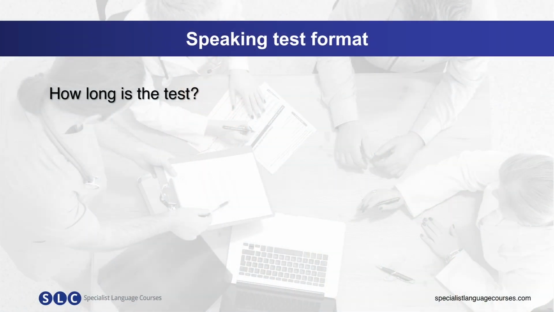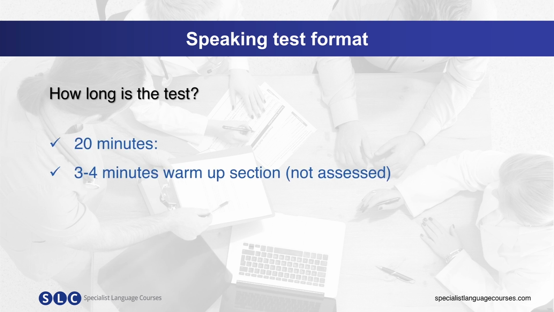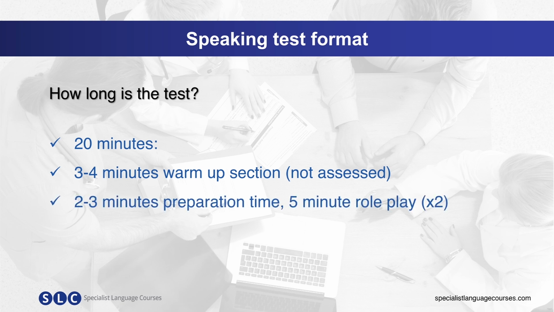So what happens in the OET speaking test? How long is the speaking test? Well, the test lasts about 20 minutes. The first 3 to 4 minutes is the warm-up section, which is not assessed. Here, the interlocutor will ask you a few questions about yourself and your profession. Then, you will perform 2 role plays, which last about 5 minutes each. And you will have 2 to 3 minutes before each role play to prepare.